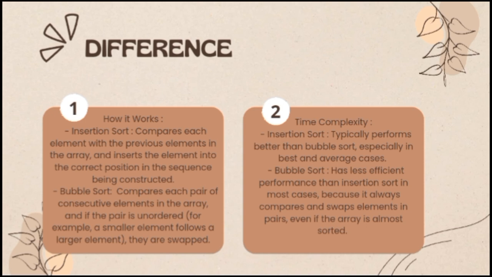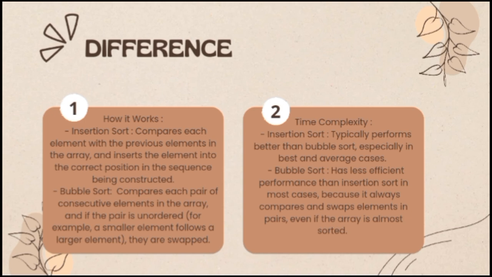But bubble sort compares each pair of consecutive elements in the array, and if the pair is unordered, for example, a smaller element follows a larger element, they are swapped.